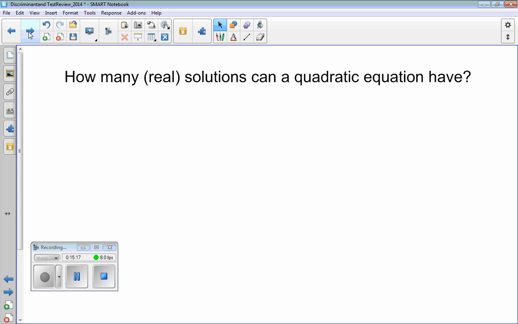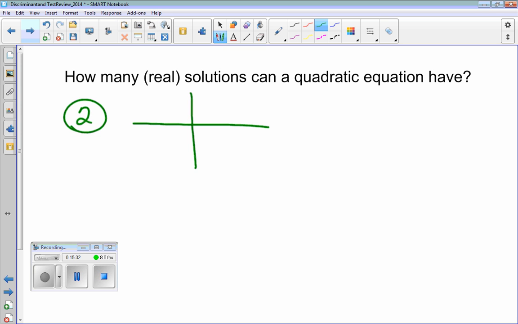How many solutions does a quadratic equation have? It could have two. If it has two solutions, what does the graph look like? So 2 is a possibility, I agree. Two places on the x-axis. Perfect. Are there any other possibilities? There are. We talked about this before. Can it have 3 solutions? Can it have 4 solutions?